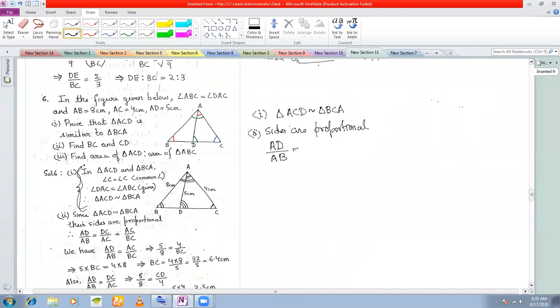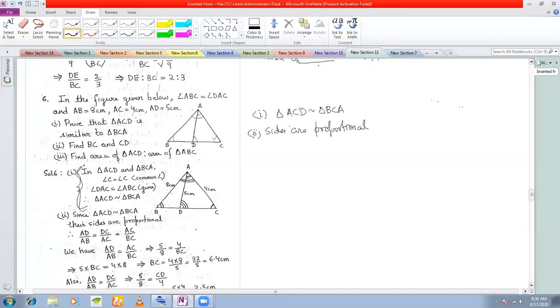So the blue angle has been taken care of. Let us now take care of the red angle. In the smaller triangle, opposite to the red angle, you have the side CD. And in the bigger triangle, opposite to the red angle, you have the side AC. Sir, can you explain it once more? The proportional sides or similarity? No, sir, the proportional sides.